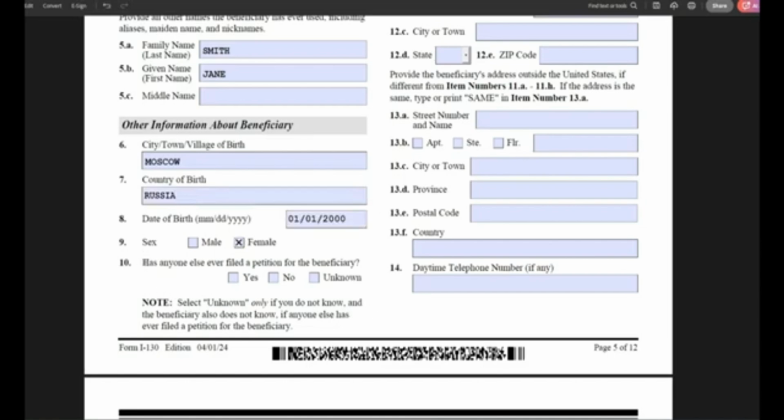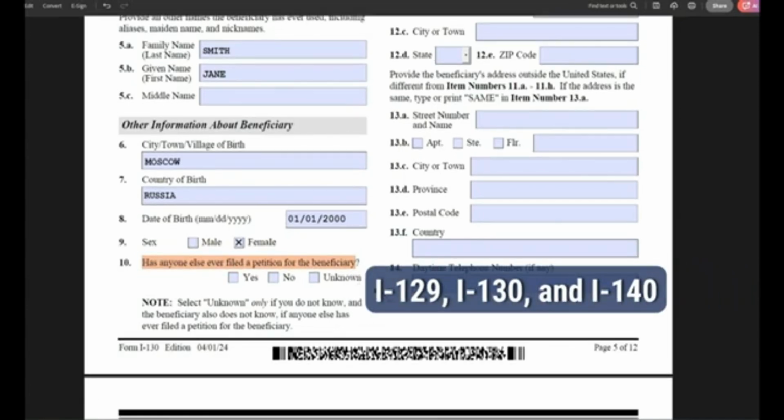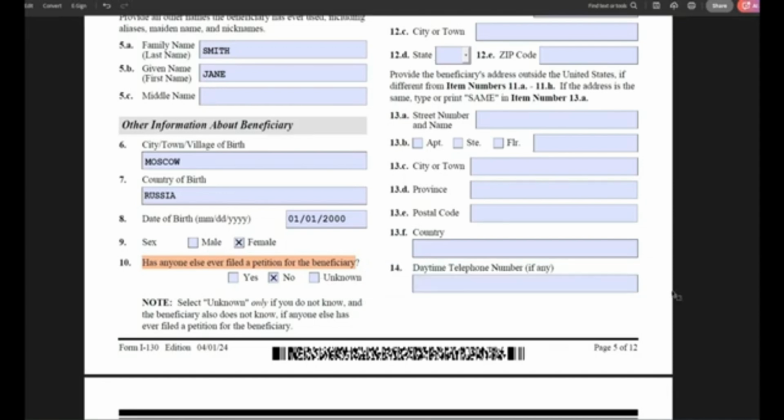And next, answer the question if anyone has ever filed a petition for this beneficiary. This includes petitions I-130 for family base, I-129F for fiance, I-129 for employment, and I-140 for employment. Humanitarian petitions such as I-134A do not count here.